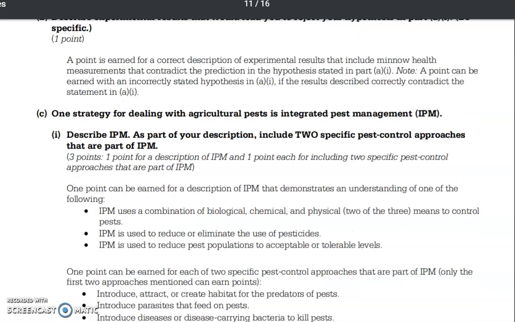So 1 point can be earned for a description of integrated pest management that demonstrates that you know what it is. Integrated pest management uses a combination of biological, chemical, and physical means, 2 of the 3, to control the pests. You didn't have to have all 3. You could just say 2 of those possible 3 to get credit. Integrated pest management is used to reduce or eliminate the use of pesticides. Remember, you can still use pesticides in integrated pest management, but it's the last resort. It is used to reduce pest populations to acceptable or tolerable levels.